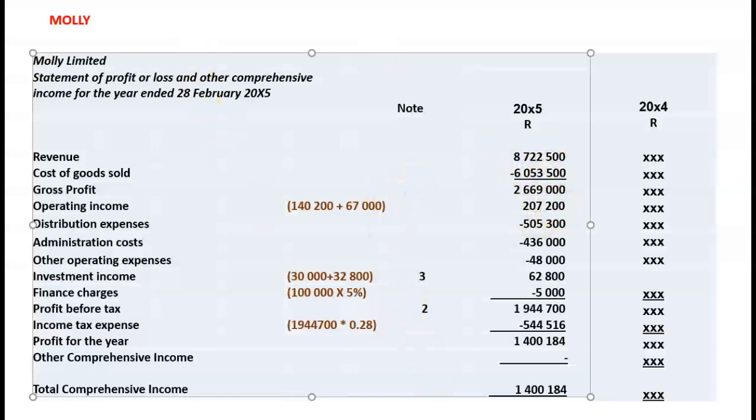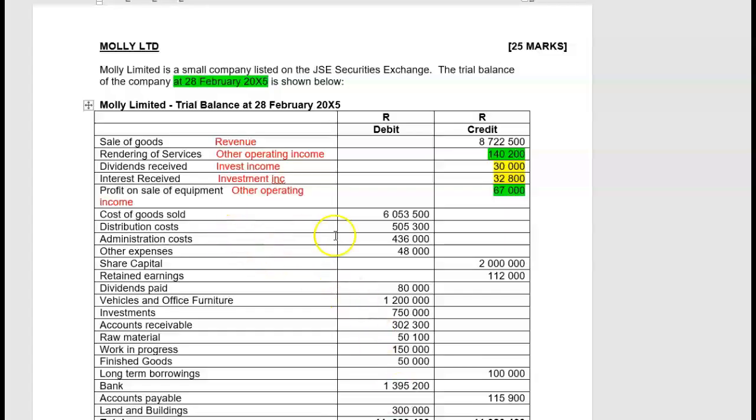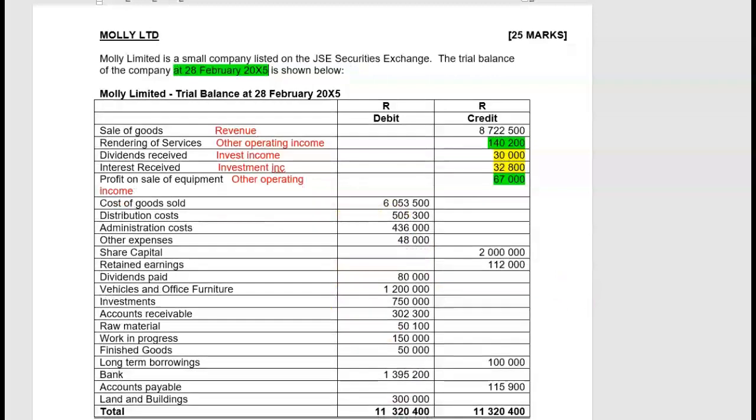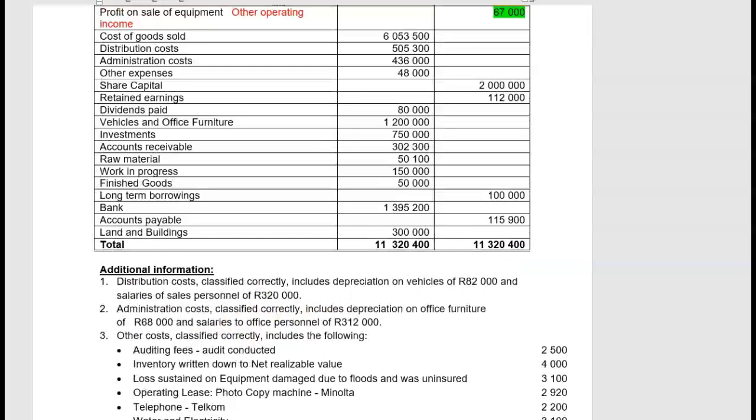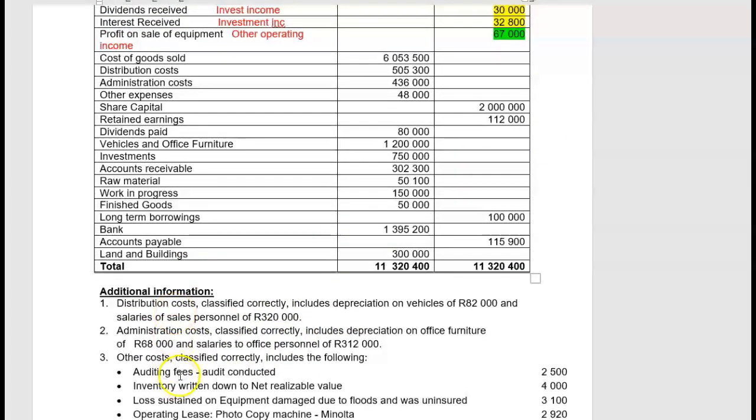207,200. Then our expenses, and here they gave us our expenses. In our additional information, they say distribution costs classified correctly, administration costs classified correctly, other costs classified correctly. So there's no problem in the total of the figure. All that they tell us in the additional information is what items are included on those line items, because some of them need to be disclosed in our profit before tax note.